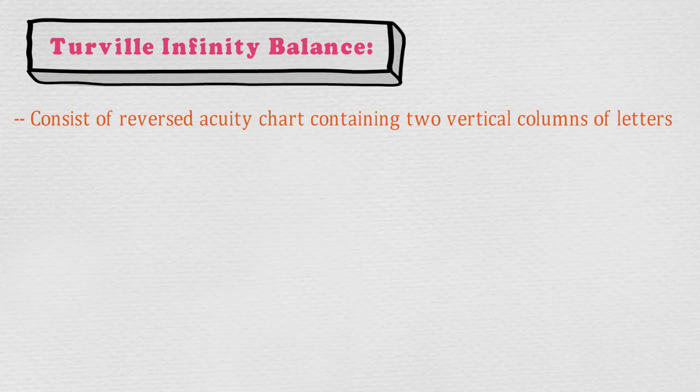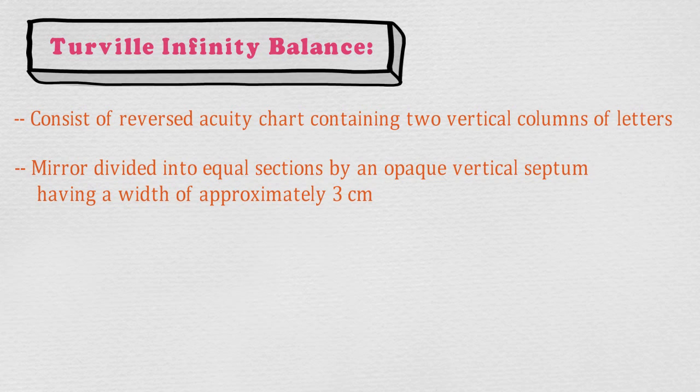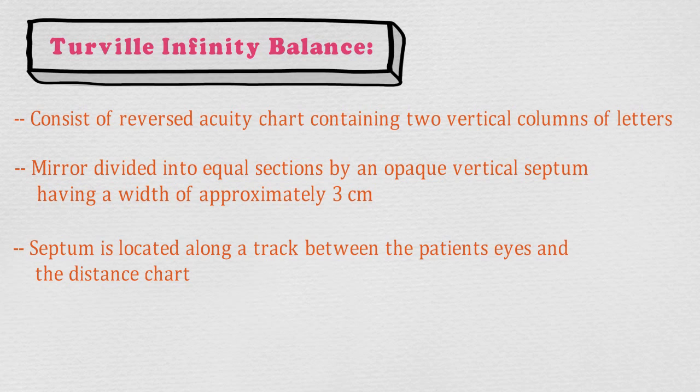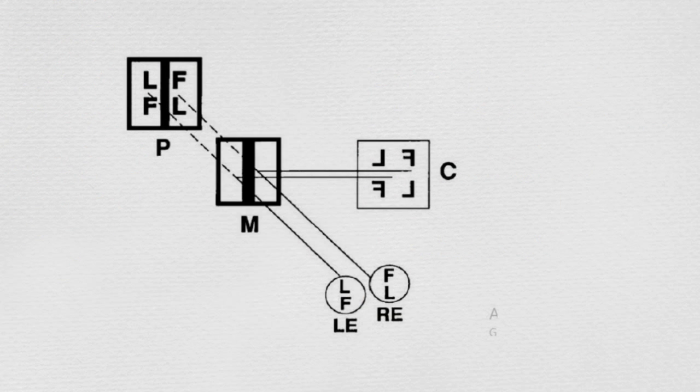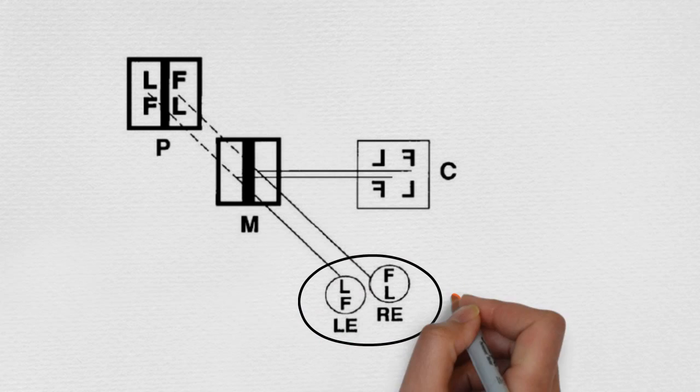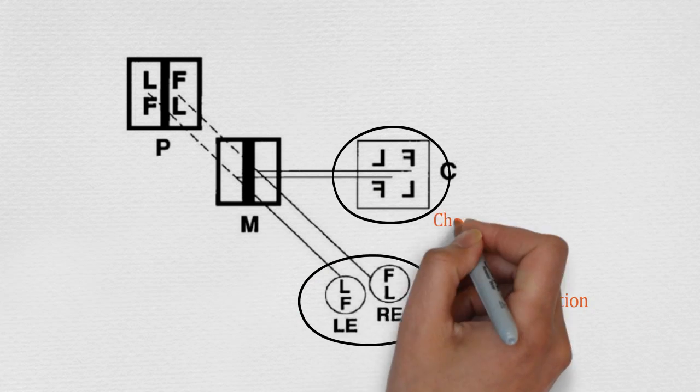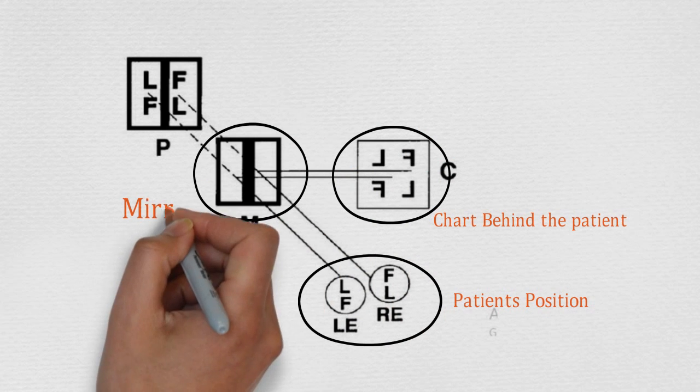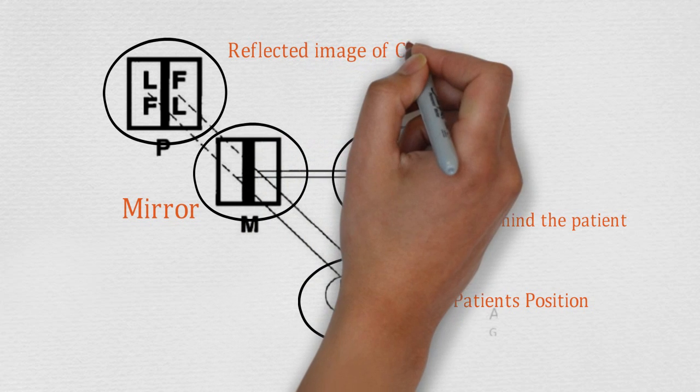Now let's study the Turville infinity balance test. It consists of a reversed acuity chart containing two vertical columns of letters, mirror divided into equal sections by an opaque vertical septum having a width of approximately 3 cm. The septum is located along a track between the patient's eye and the distance chart. Here in this figure, this is the patient position, this is the chart behind the patient, this is the mirror, and this is the reflected image of the chart.